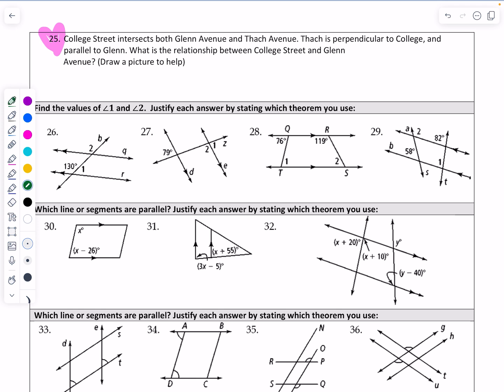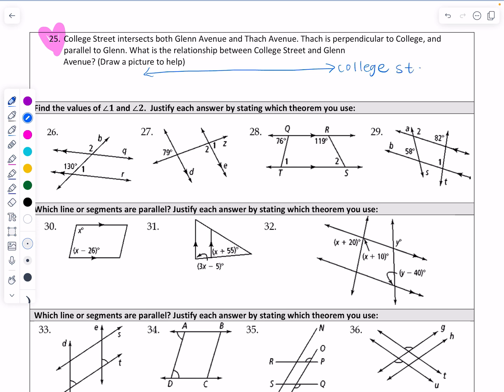and then they are asking you to find the relationship between two of the streets. So let's just go one by one and let's label it as we go. College Street intersects both Glen and Thatch. And so let's just start with college, okay? For some reason, I always like to draw my first line flat. I don't know why. I just like to draw horizontal lines.